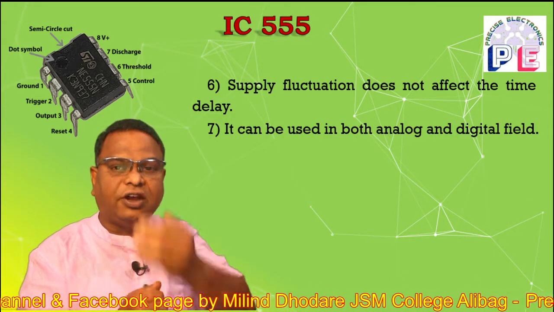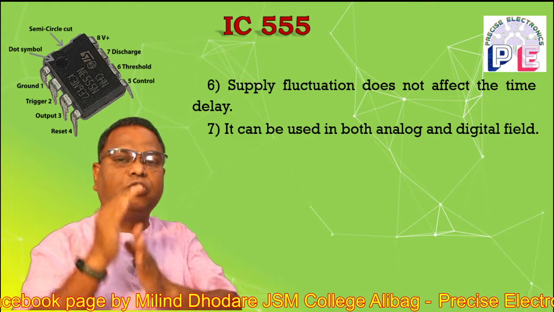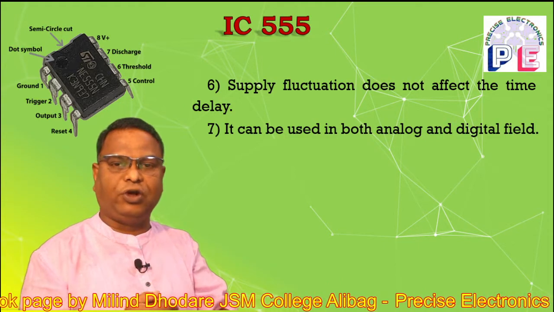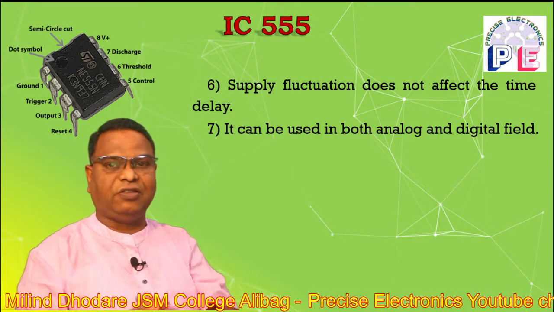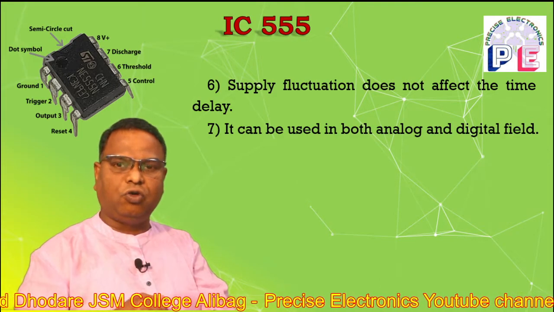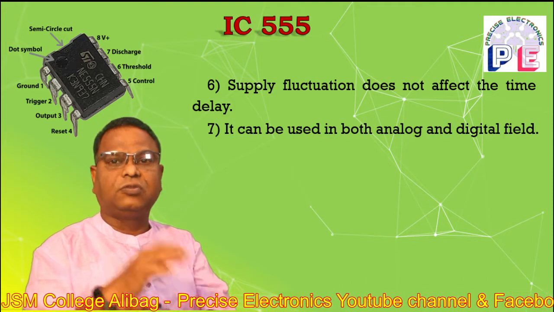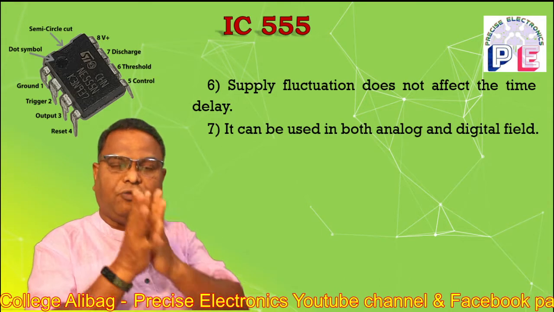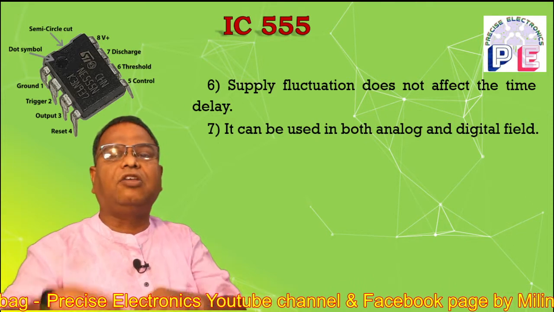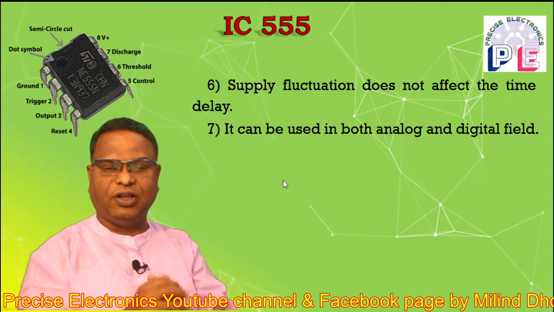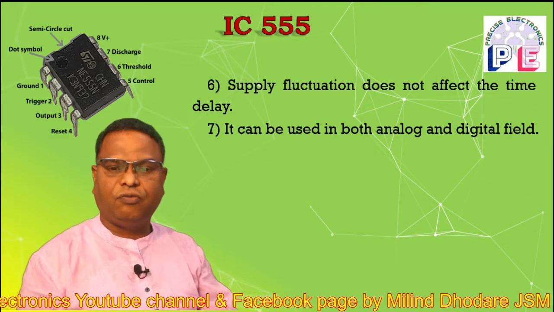And when an input is converted to digital form, that means the input signal is converted to 0 and 1 format, where 0 means low voltage and 1 means high voltage, mostly 5 volt, with a constant potential and a constant frequency. This frequency is known as the clock frequency. And when this binary or digital signal is applied to the circuit, this circuit is known as a digital circuit, or a digital device. So in both cases, analog field and digital field, this IC is used. That is our seventh point.